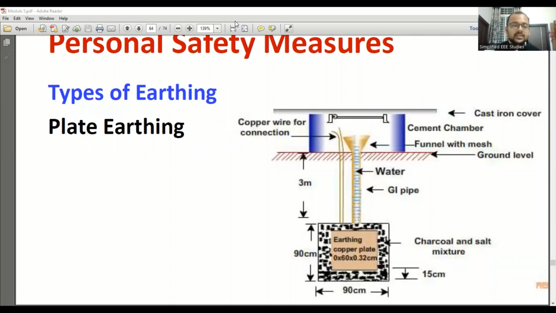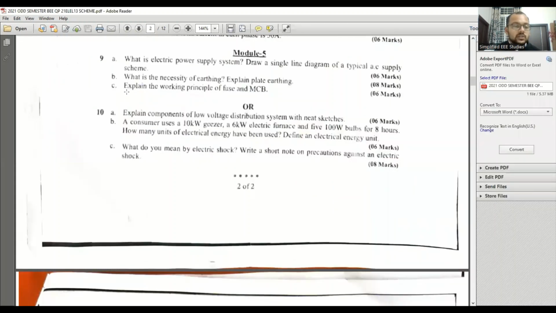Now moving on to 9C. What is the 9C question? You can go through that. Explain the working principle of fuse and MCB. Fuse and MCB belong to equipment safety, whereas earthing belongs to personal safety. All right, now moving on to the fuse and MCB. How to make out in an effective manner.